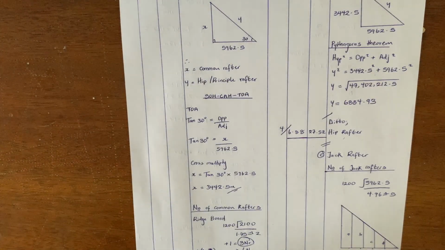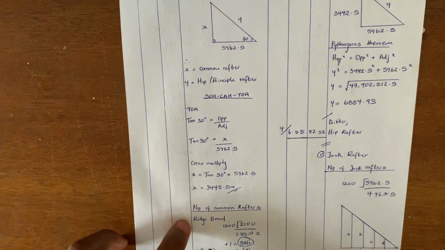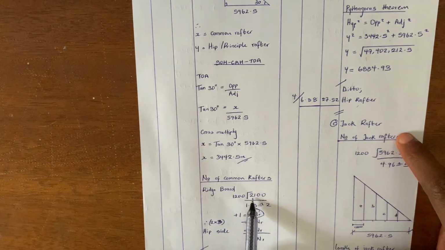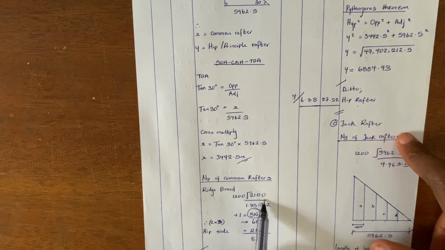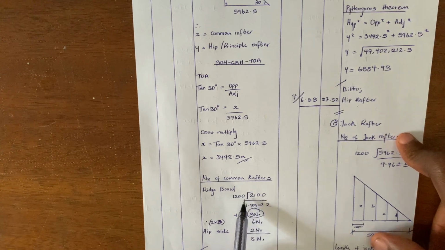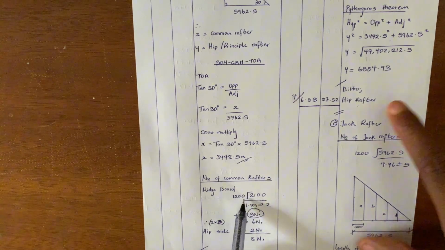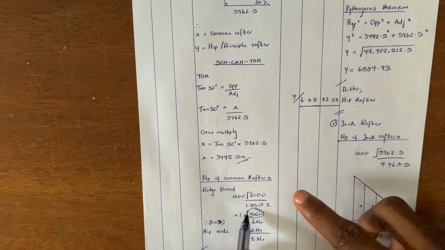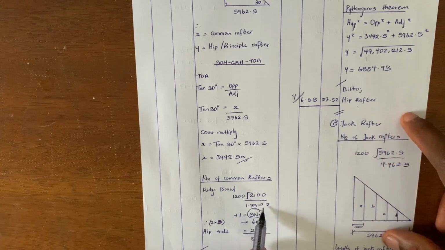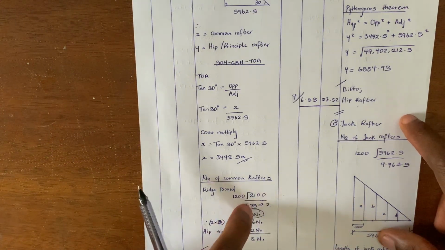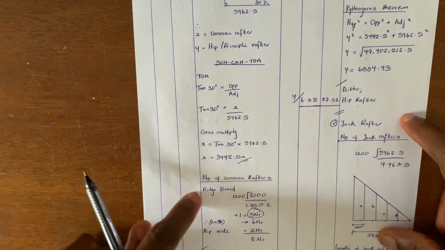So the number of common rafters now for the ridge board side, we know that our ridge board, we've calculated it as 2,100. We divide it by the spacing. It was stated in the specification that the spacing is 1,200. When we divide it, what do we get? 1.75. That is approximately 2. Then we'll add 1, which gives us 3. So there are 3 trusses along the ridge board.